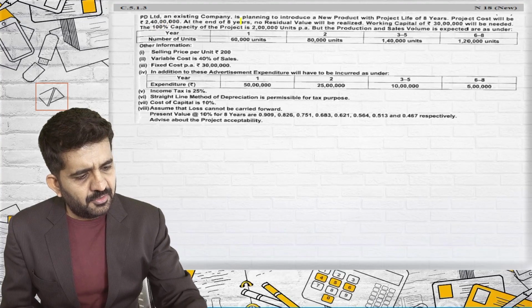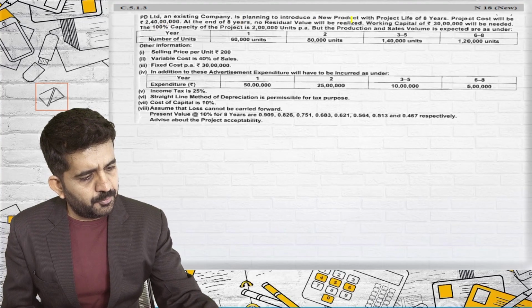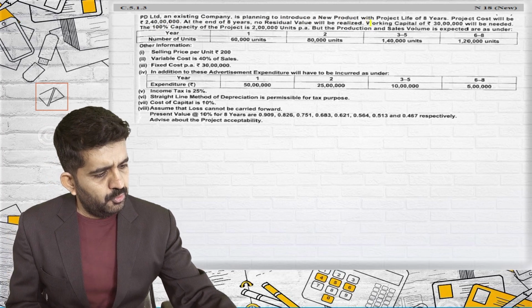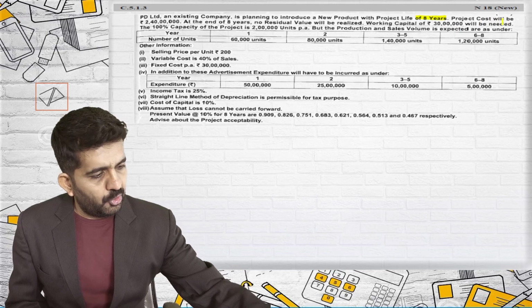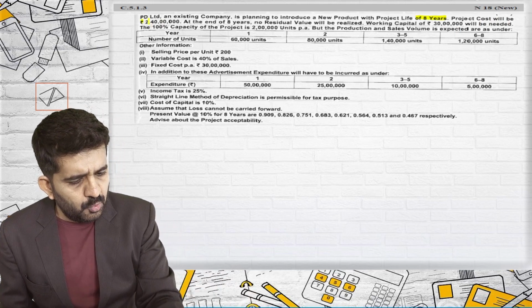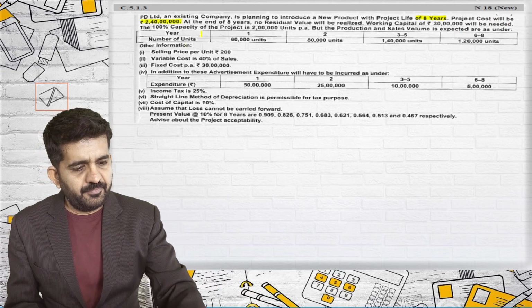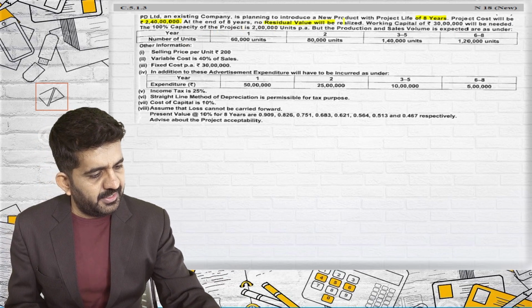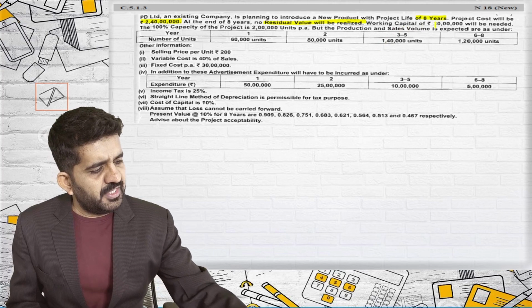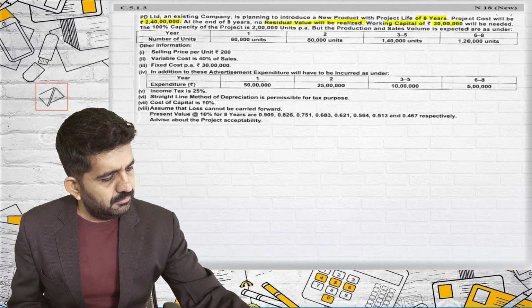Limited, an existing company, is planning to introduce a new product with a project life of 8 years. Project cost will be 2 crore 40 lakhs rupees. At the end of 8 years, no residual value will be realized. Working capital of 30 lakhs will be needed.